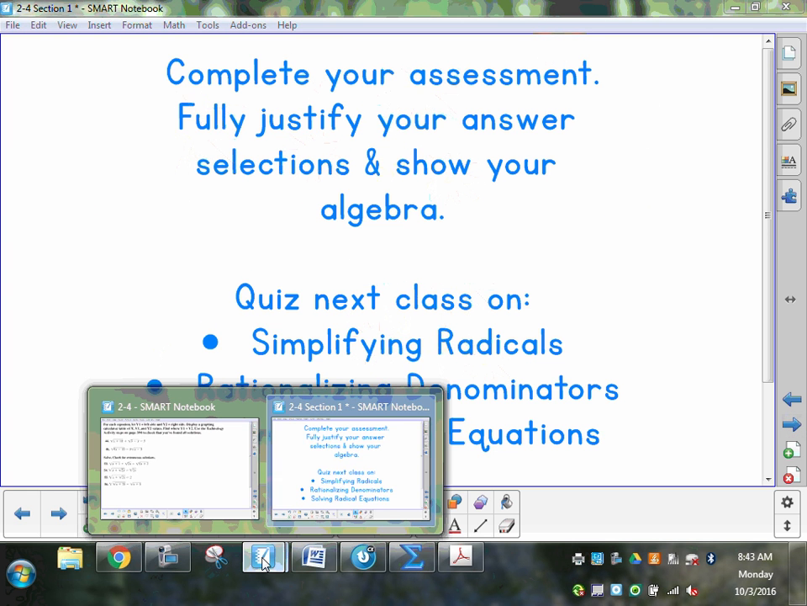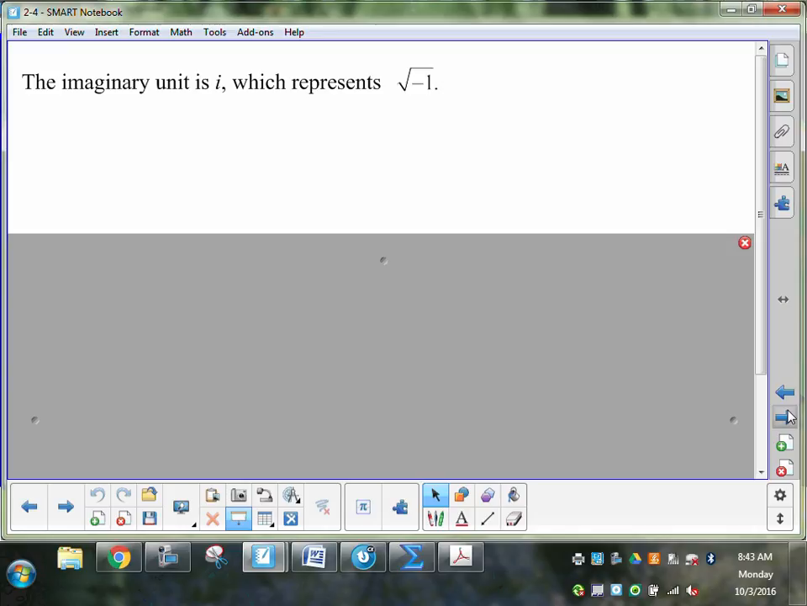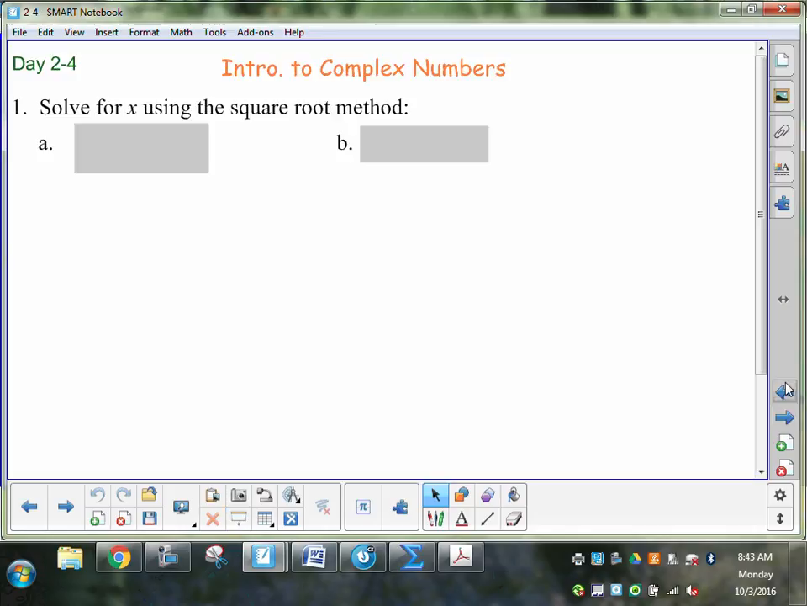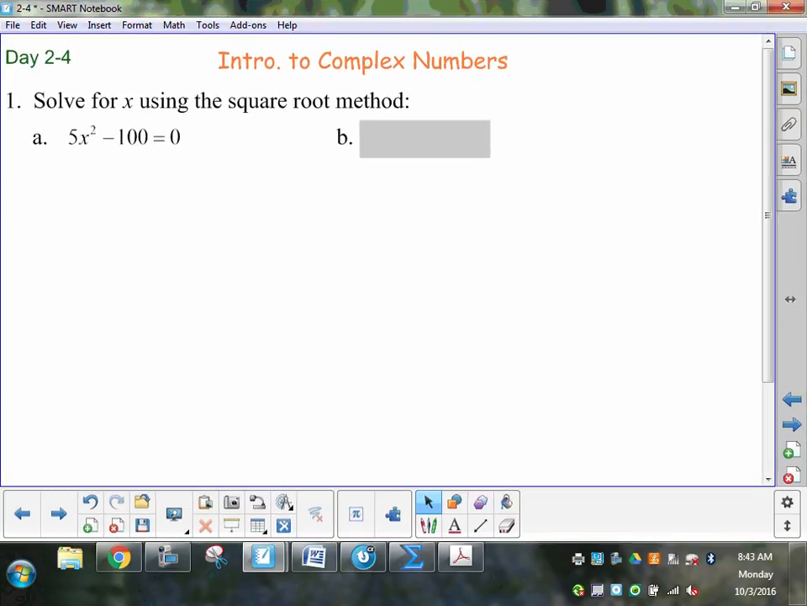So where we left off last time was this. Okay. So let's go through and solve these out by taking a square root. Let's take a look at what's there, please, for question number 1.